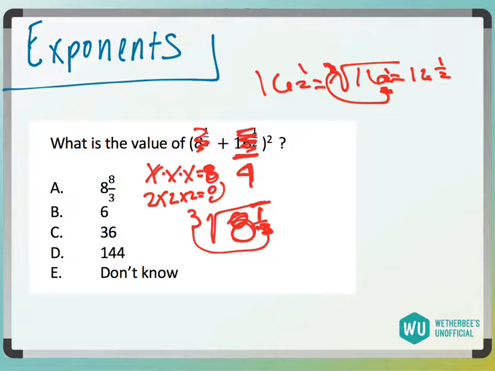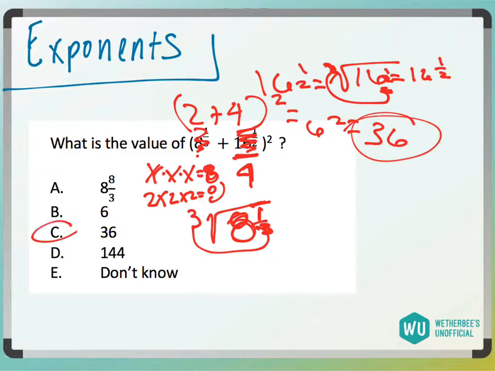So this right here is going to be 2 plus 4, and then we're going to square that. So this would be 6 squared, and that's going to be 36. So that would be answer choice C.